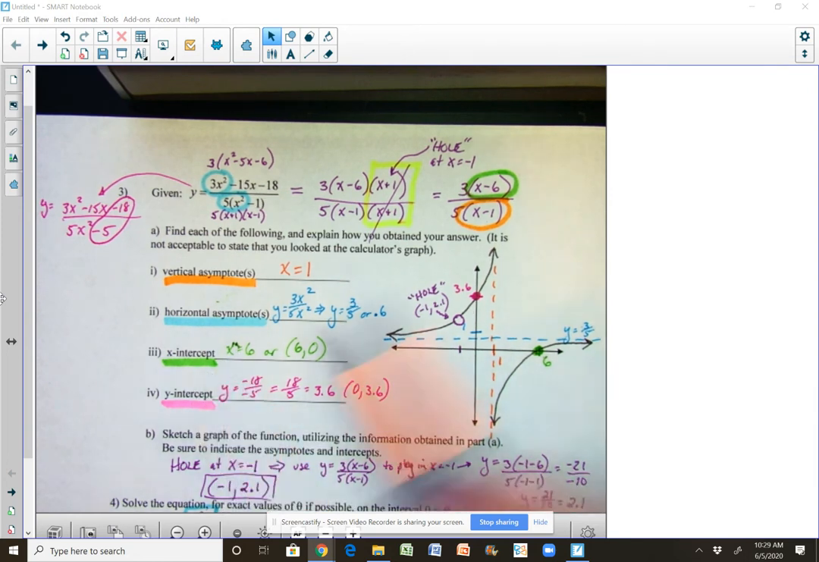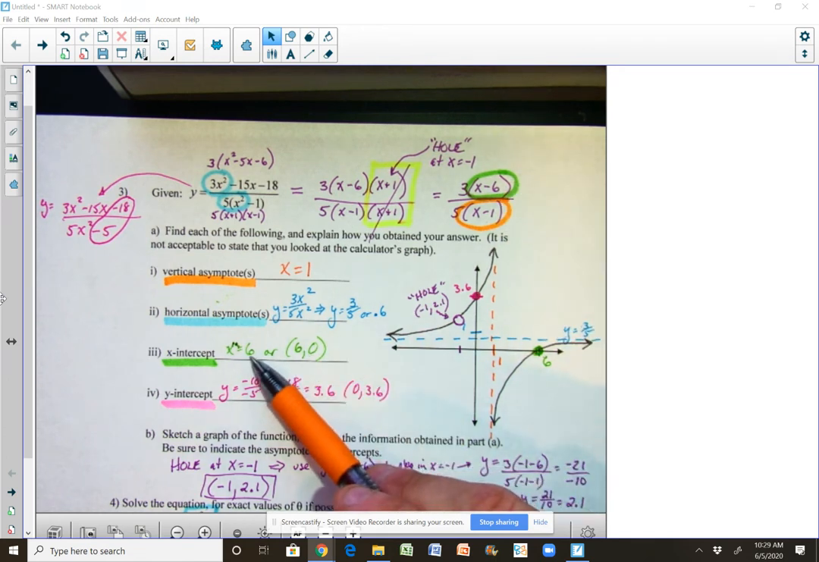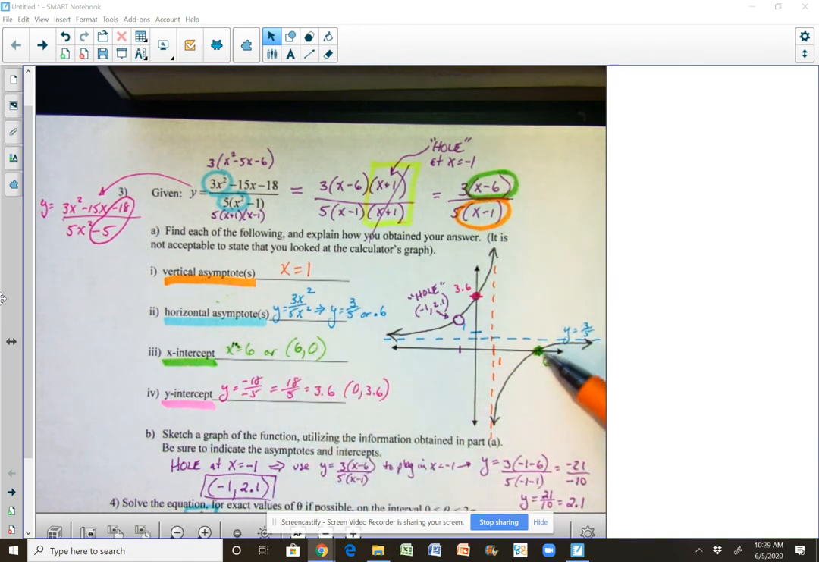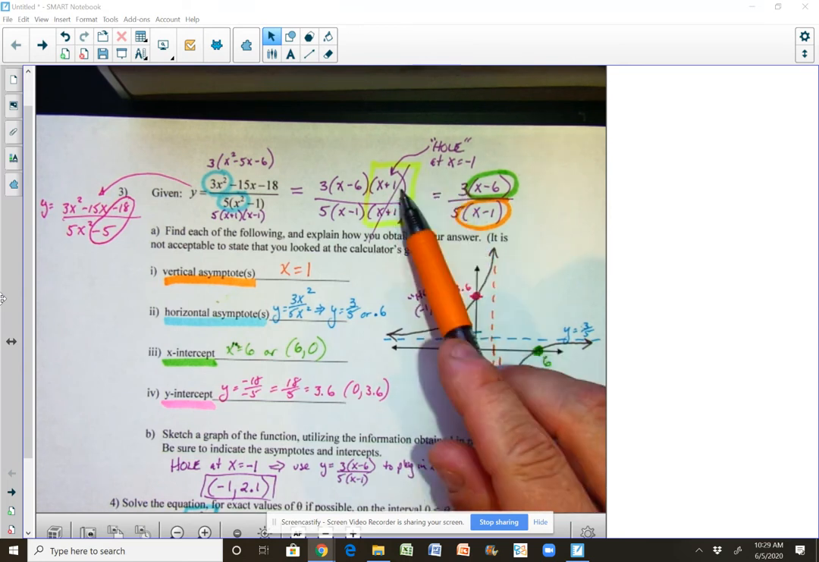The x-intercepts are all the factors of the numerator set equal to 0. So x equals 6, or (6, 0). That's going to represent this x-intercept. That does not represent an x-intercept. Remember, again, that's from the hole.